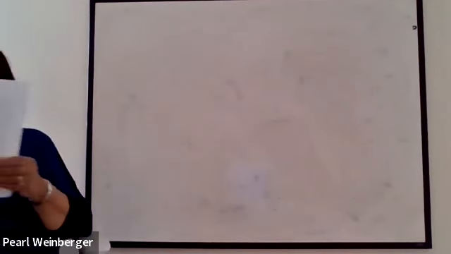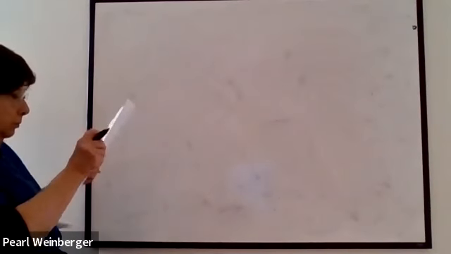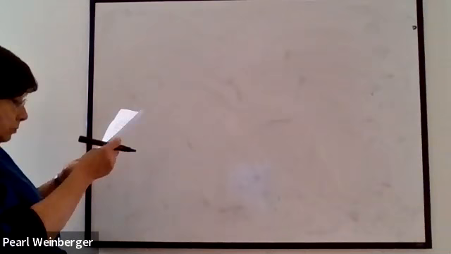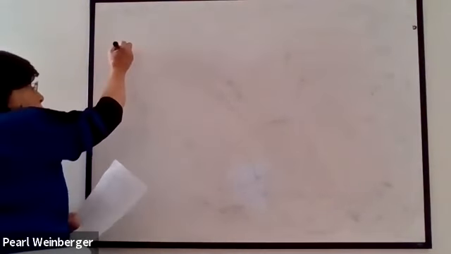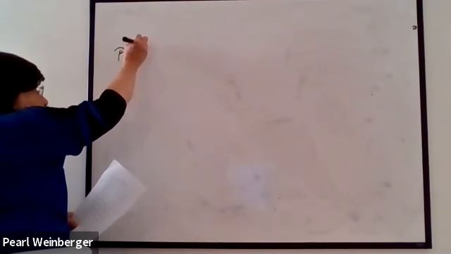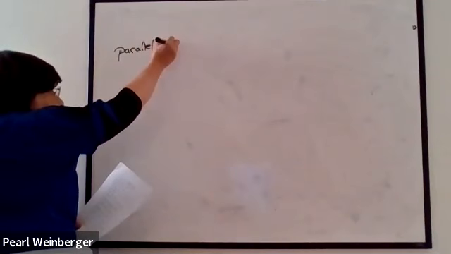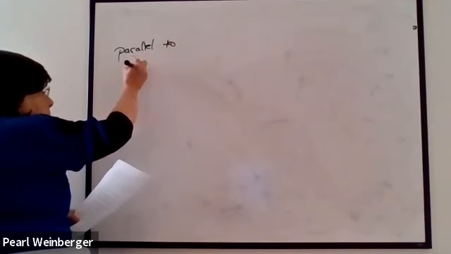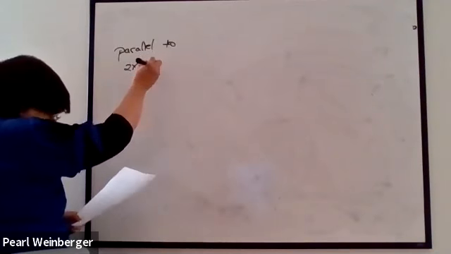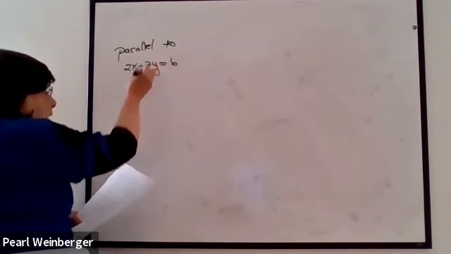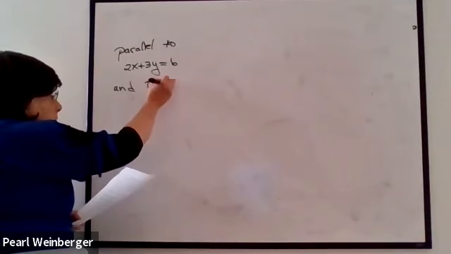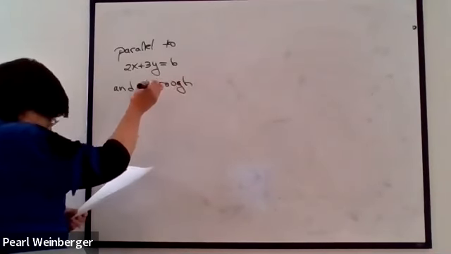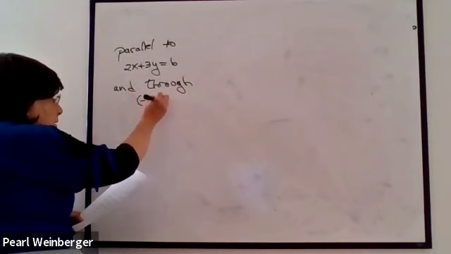Suppose I gave you a question like this. I want you to find the equation of a line that is going to be parallel to the line 2x plus 3y equals 6 and passes through the point (-3, -2).